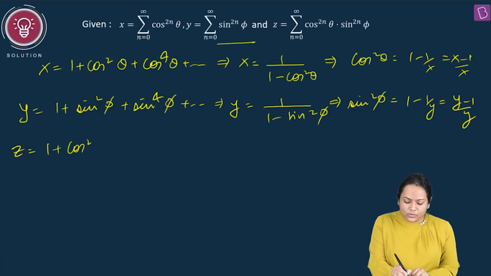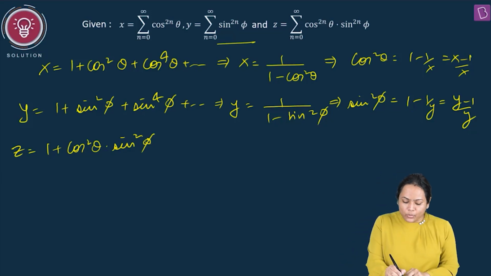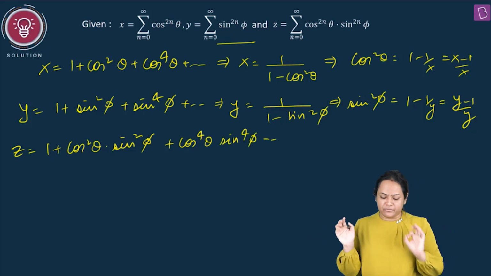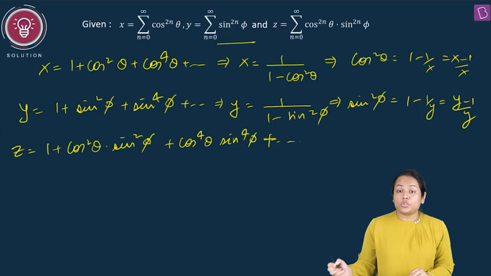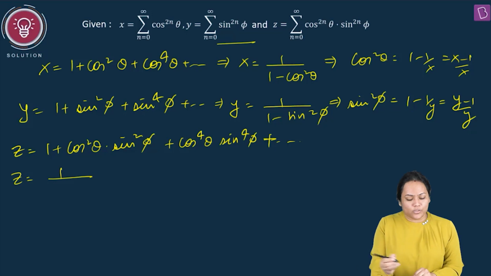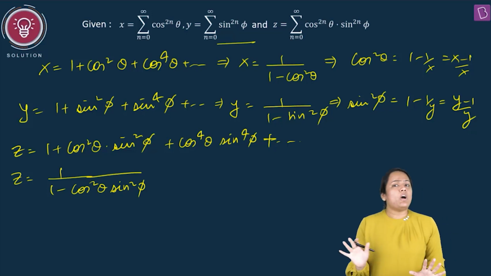Then n as 1 is going to give me cos square theta multiplied by sine square phi. Clear? Then I'll have one more term, and that term is going to become cos theta raised to 4 sine theta raised to 5, and it will go on further till infinity. So again, this is the summation of an infinite GP. That means my z value is a, that is 1 upon 1 minus r, which is cos square theta sine square phi. Now have you understood?